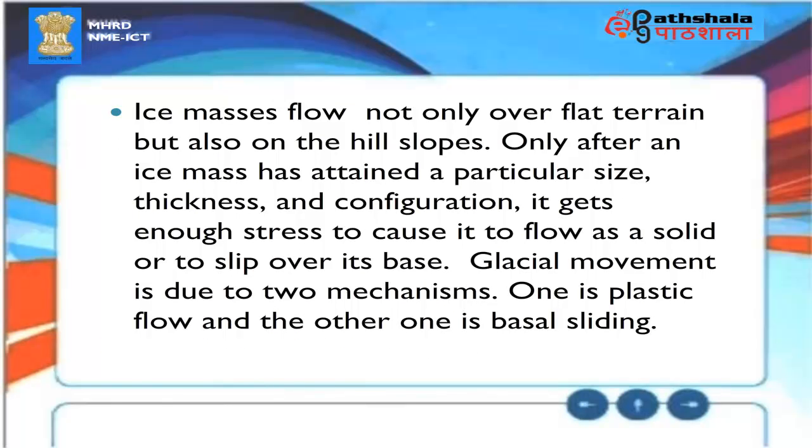Ice masses flow not only over flat terrain, but also on hill slopes. Only after an ice mass has attained a particular size, thickness, and configuration does it get enough stress to cause it to flow as a solid or to slip over its base. Glacial movement is due to two mechanisms. One is plastic flow, and the other one is basal sliding.